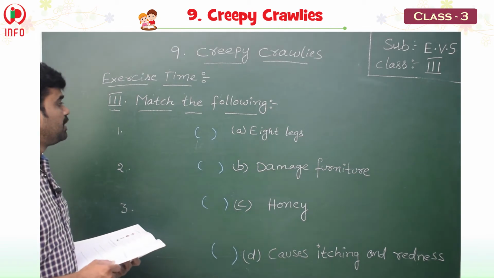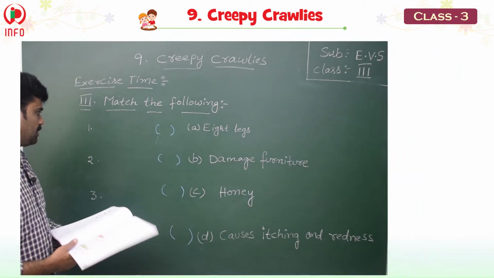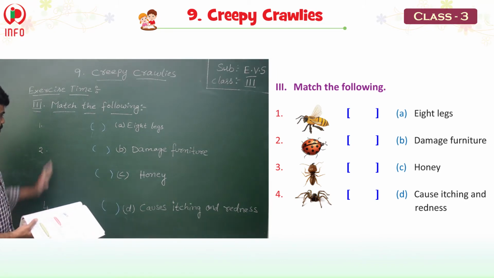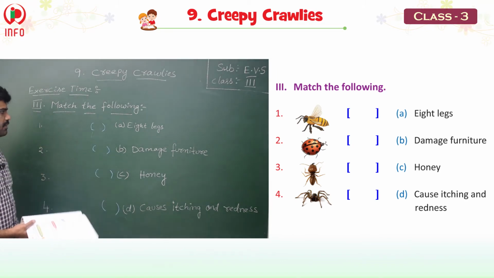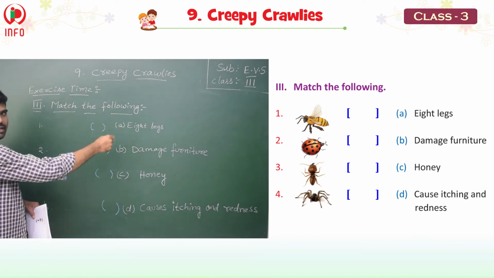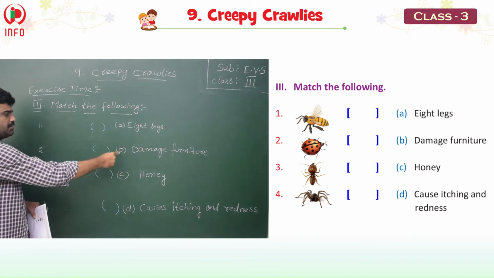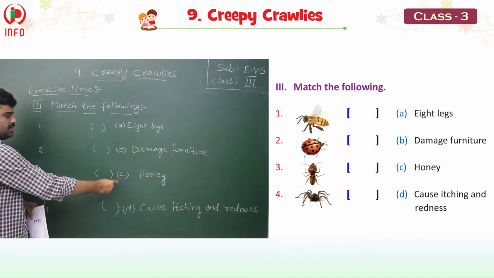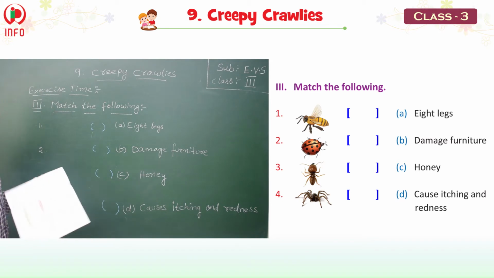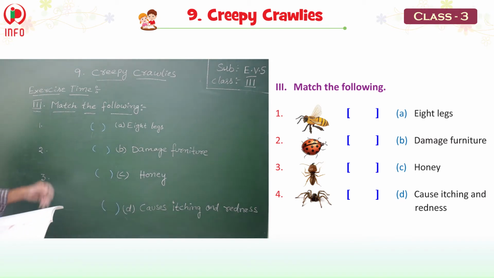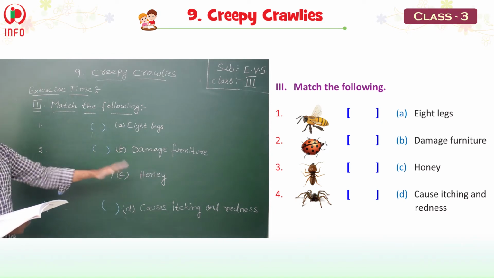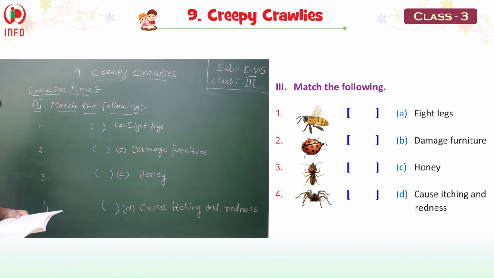Children, now it is third bit, match the following. Children, here it is 1, 2, 3, 4. 4 insects are here. Okay? And right side, the answers are there. A, 8 legs. B, damage furniture. C, honey. D, causes itching and redness. Now what you have to do, children? You have to match the left side with the right side.